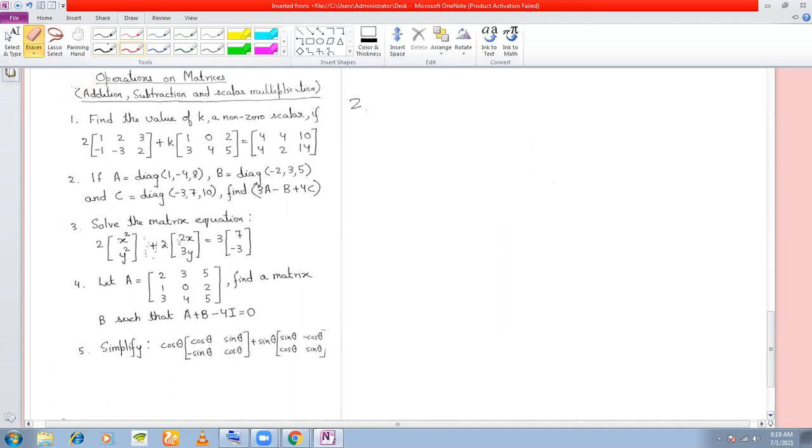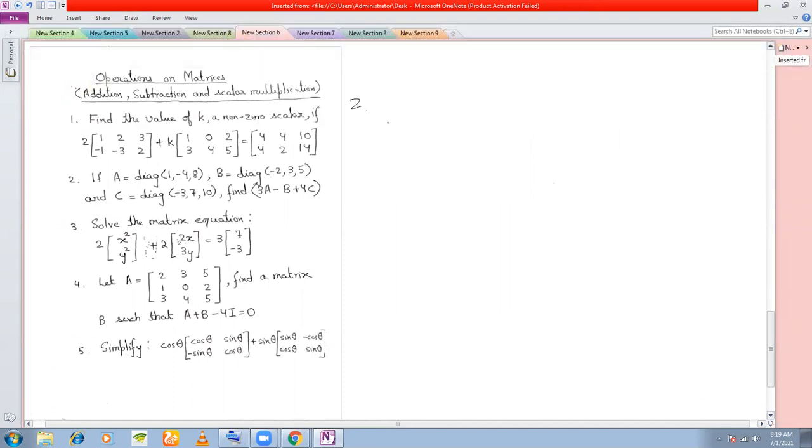Question here is, given A is equal to diagonal matrix 1, minus 4 and 8. Now what is this matrix equal to? Diagonal matrix. Only the diagonal elements will be non-zero: 1, minus 4, 8. All the other elements will be 0. Right? This is what it means.